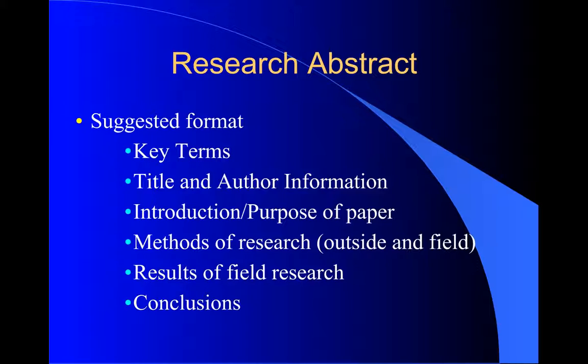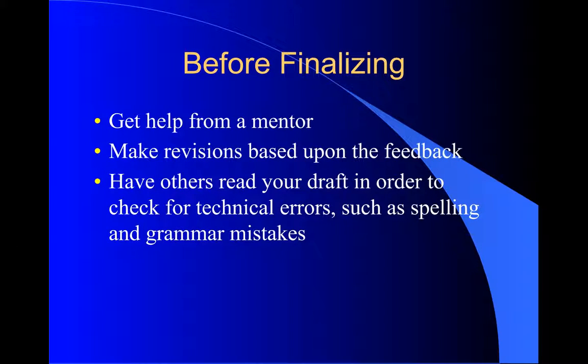Methods of research. The next thing that you have to do is explain what kind of sources you used to write your paper, and if you did any field research, what kind of field research you conducted. For example, if you conducted a survey, or if you observed people in different situations, then you would explain what the situation was, what the survey was all about, and you would include the results of the field research as well. And then finally, you include conclusions that you come to throughout your paper. Okay, so that's what you have to have in your research abstract.